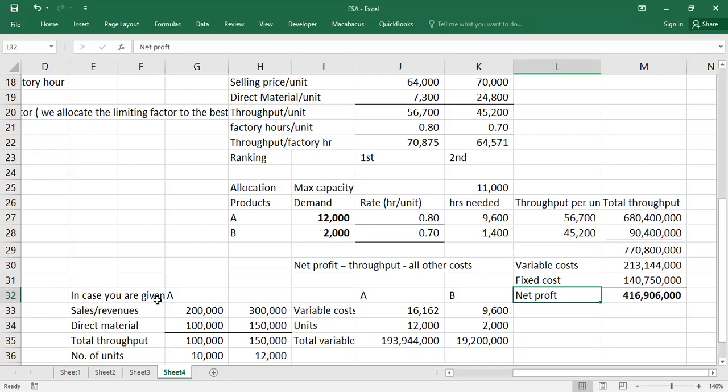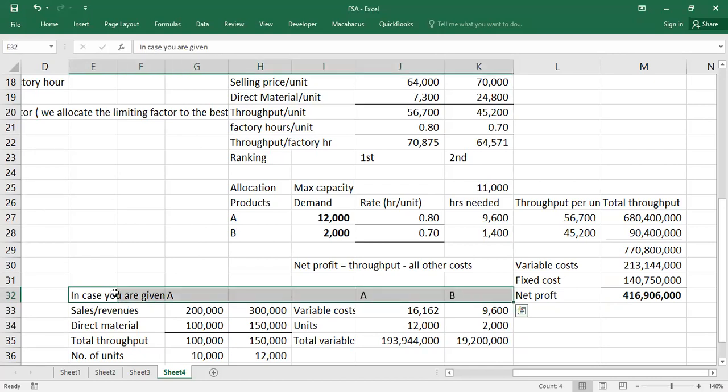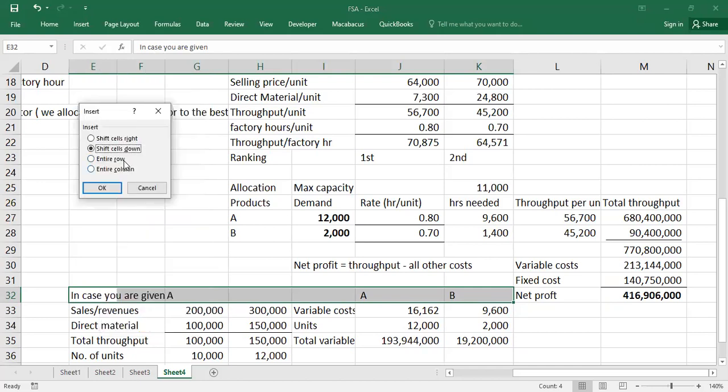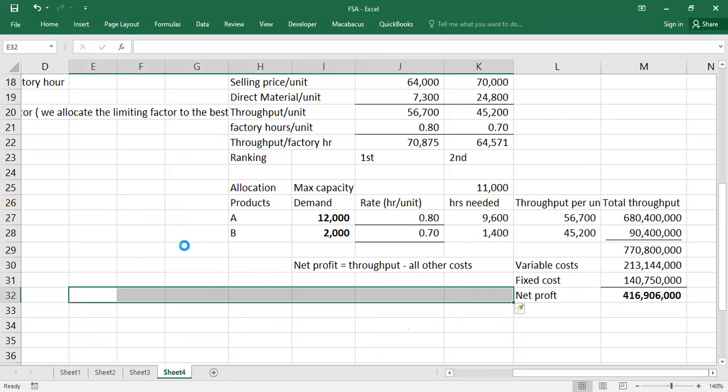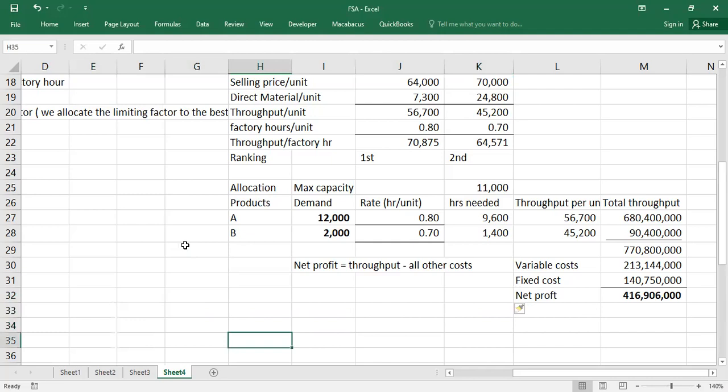Okay. Let me now complete with the throughput. How do I do the throughput? Now for the throughput, we come back to normal. How do we get the throughput accounting ratio? The formulas remain the same.